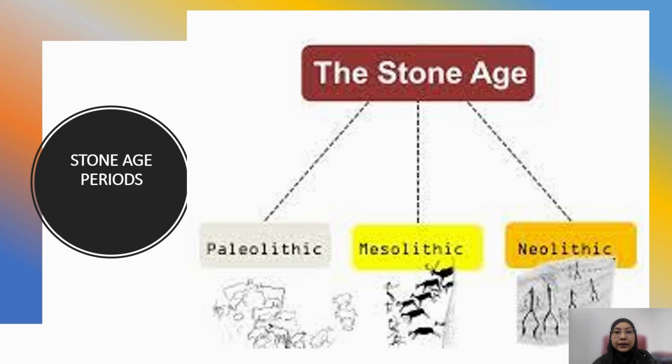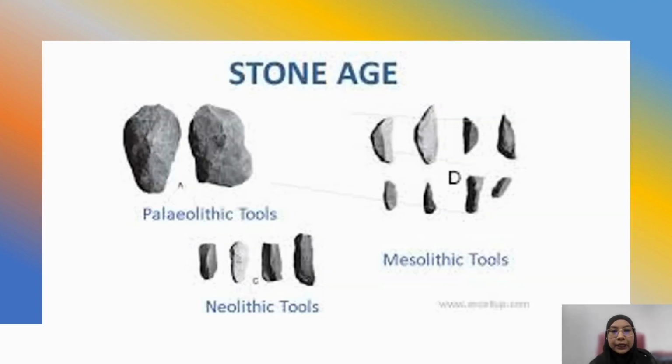As you know, in the previous module we already talked about the Paleolithic, Mesolithic and Neolithic. Now let's look at the difference between them. During the Paleolithic time, they basically used big stones to make fire and to hunt animals. So basically they used big tools.